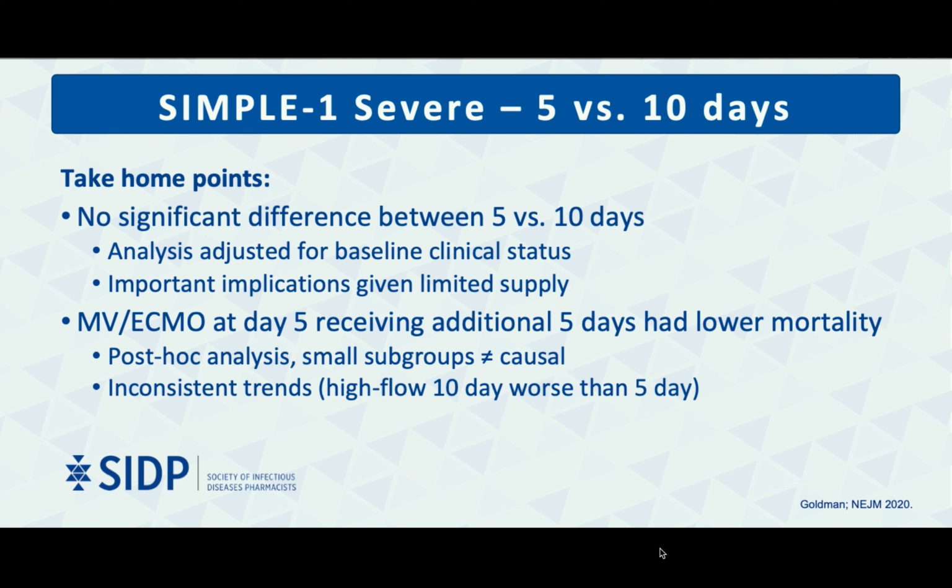So key take-home points from this study: no significant difference was detected in outcomes between 5 days and 10 days of therapy. Patients who were mechanically ventilated or on ECMO at day 5 that received an additional 5 days of therapy had a lower mortality rate by day 14 than those who did not receive additional therapy. But this was a small post hoc analysis, and trends for different groups were inconsistent, so this analysis should not be used for treatment decisions alone.